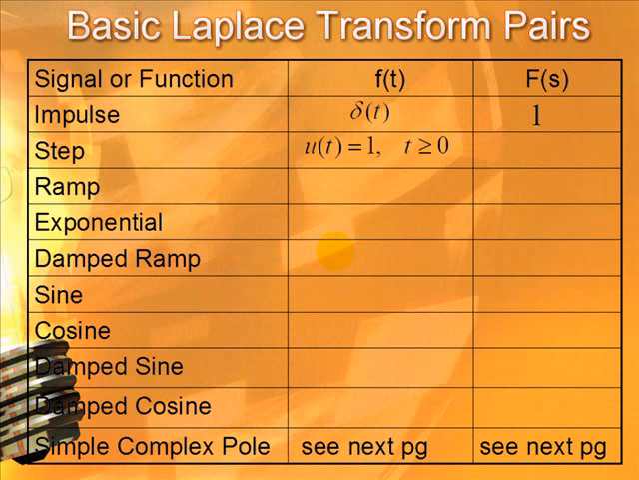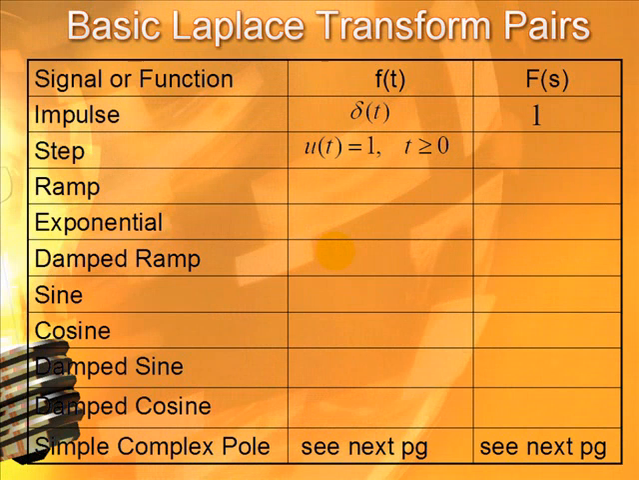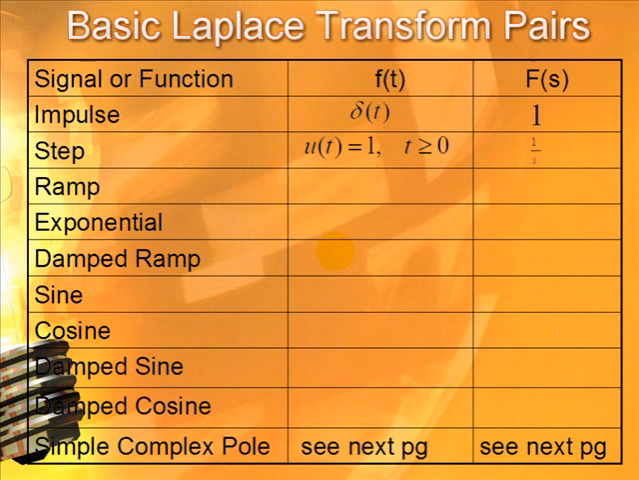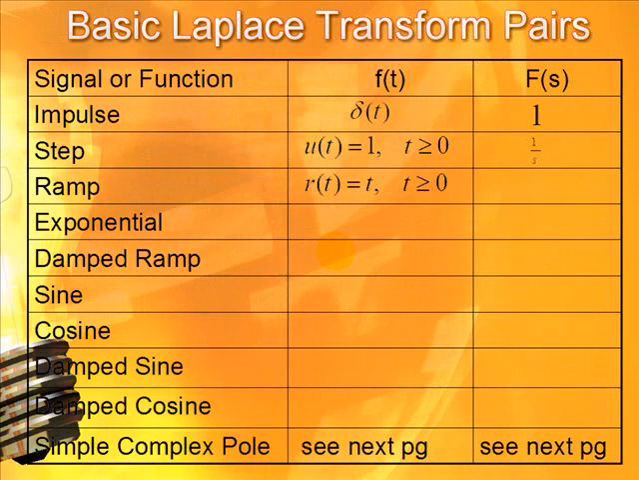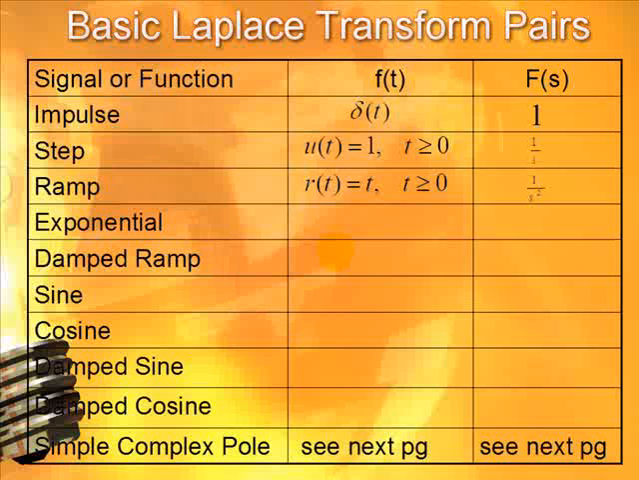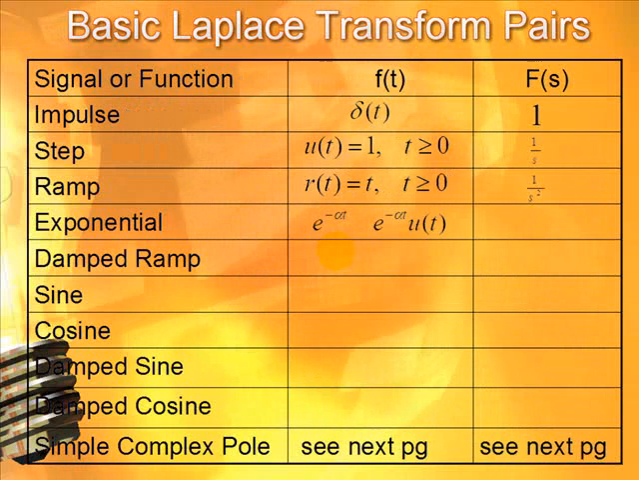Now the step only occurs for t greater than or equal to 0. So we have a unit amplitude 1, and its corresponding Laplace transform that we saw is 1 over s. Now the ramp can be generated from the step function, as we know that when you integrate a step you get a ramp. But we know that the symbol for an integral is 1 over s, and the Laplace transform for a step is 1 over s also, so that leaves that the Laplace transform of a ramp is 1 over s squared.